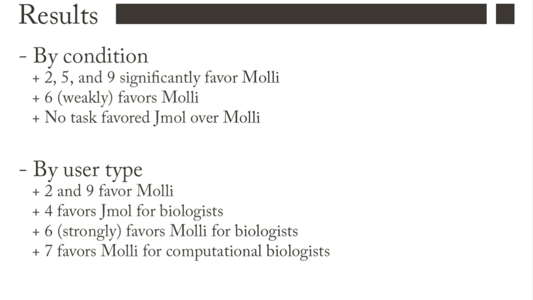Further analysis between conditions by user type, biologist and computational biologist, shows tasks 2 and 9 still favor Molli across types. Additionally, for the biologist user group, task 6 shows strong statistical significance favoring Molli, and task 4, a coloring task, favors JMOL, whereas the computational biologist group performed task 7, another coloring task, better using Molli.